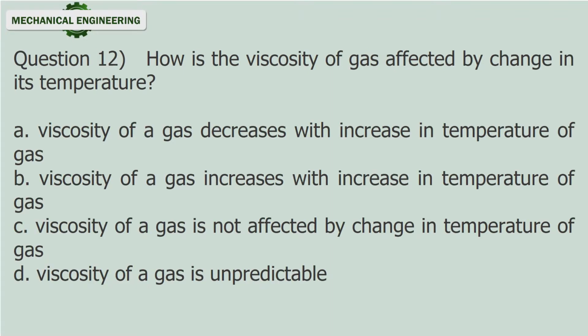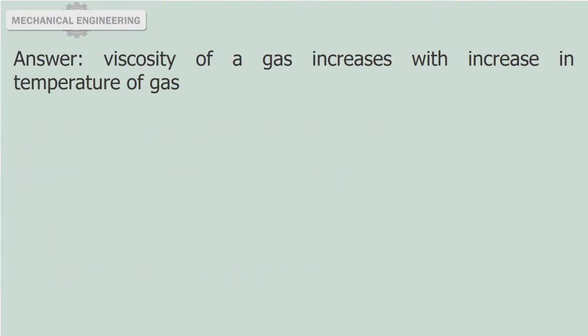Question 12. How is the viscosity of gas affected by change in its temperature? A. Viscosity of a gas decreases with increase in temperature of gas. B. Viscosity of a gas increases with increase in temperature of gas. C. Viscosity of a gas is not affected by change in temperature of gas. D. Viscosity of a gas is unpredictable. Answer: viscosity of a gas increases with increase in temperature of gas.